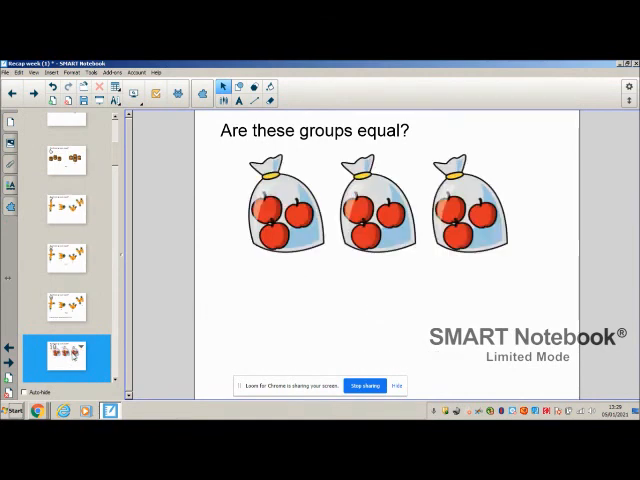Are these groups equal? They look the same to me. Those pictures look the same, but I will always count just to check. So I've got 1, 2, 3 groups. What have I got inside my groups? 1, 2, 3. 1, 2, 3. 1, 2, 3. Each group has 3 apples in, so those groups are equal. My sentence would be, there are 3 equal groups of 3. I've got 3 groups, and in each group there are 3 apples.